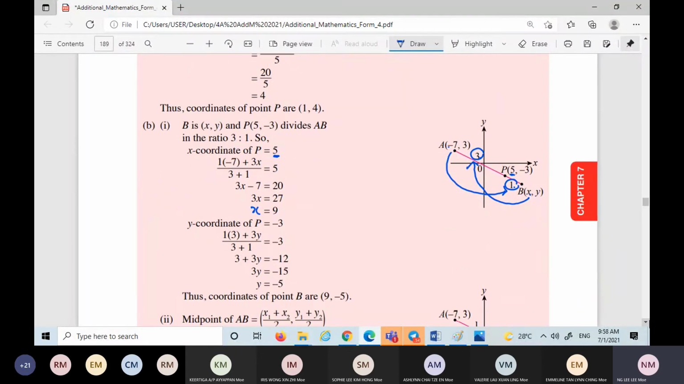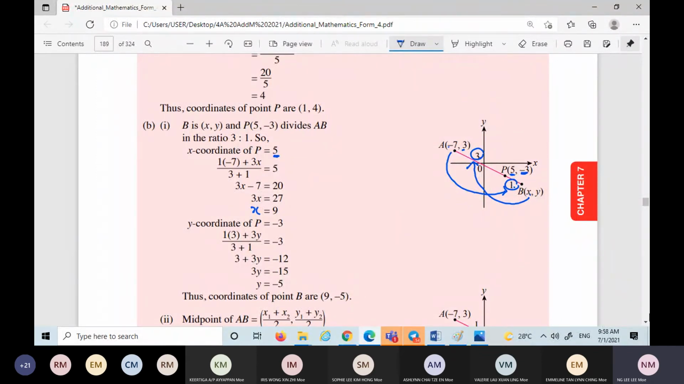For the y, the same thing. y times 3, 3 here times 1. Over the total ratio, 4, equals the y coordinate of the internal point, -3. From here, solve for the y. Therefore, x and y are the coordinates for B. So the coordinate for B is 9 and -5.